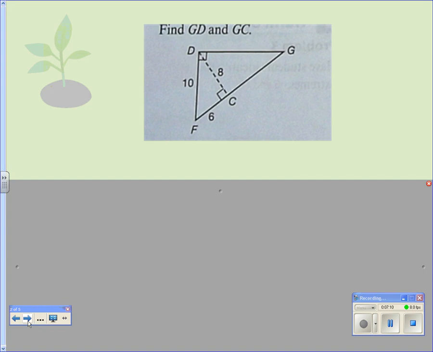See if you can find GD and GC by yourself. Sometimes you can use Pythagorean theorem on these. A lot of times they make it so that you can't use Pythagorean theorem. Okay? So if you can use Pythagorean theorem, go for it, but most of the time you're not going to be able to.